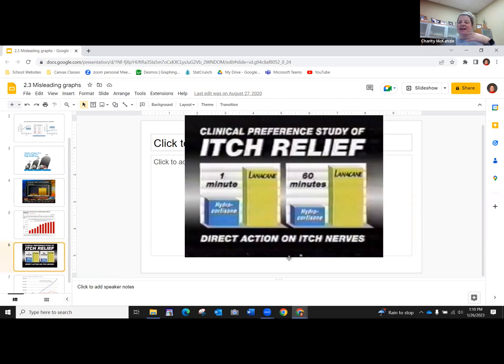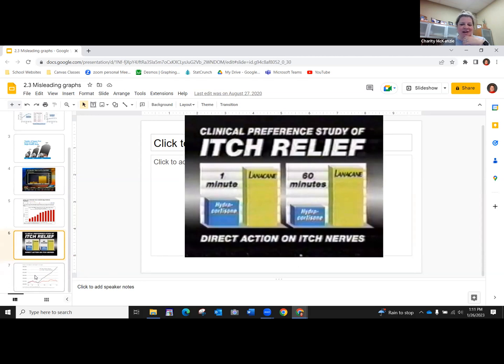Oh my gosh, this one's funny. Itch relief. Again, it's blurry because I stole it off the web, but it's like 1 minute versus 60 seconds, and that's the same thing. And it's just kind of a weird graph. It's like, yeah, clinical study. I just don't like anything. It's not very detailed. I don't really know what it's saying.